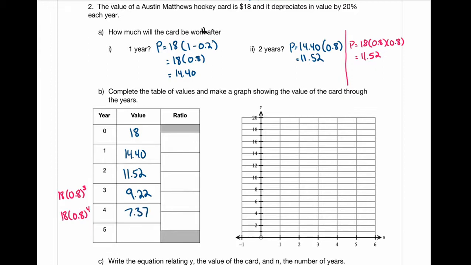$7.37. 5 years, exact same thing. 18 times 0.8 to the power of 5, because it's worth 80% of the original value for 5 years. And then 590 is our 5th year. The ratio, again, same idea as exponential growth, y2 divided by y1, so basically the bottom divided by the top. So 1440 divided by 18 gets 0.8.